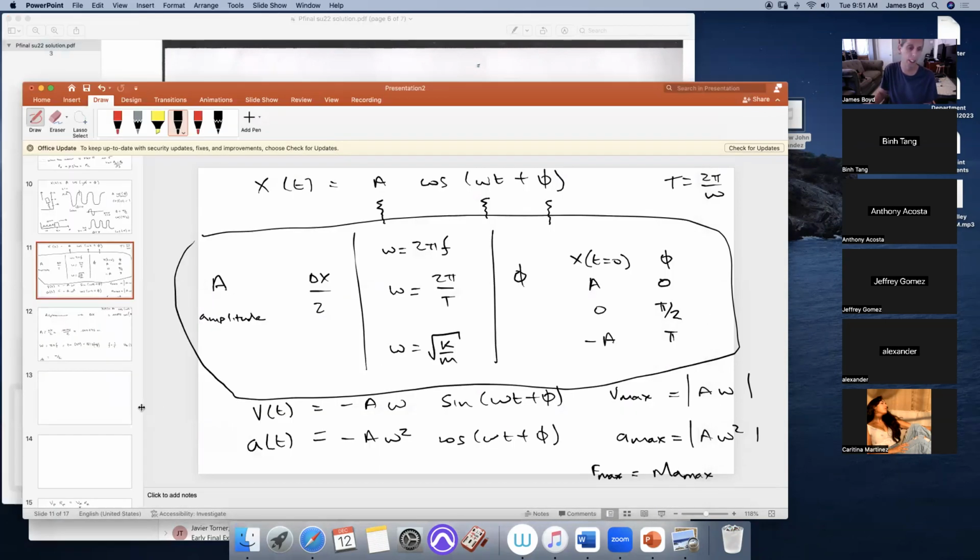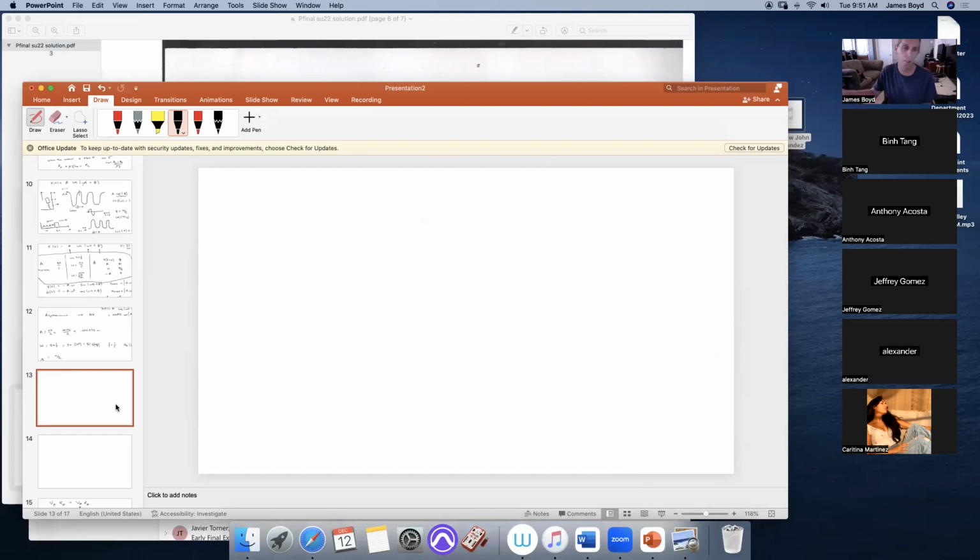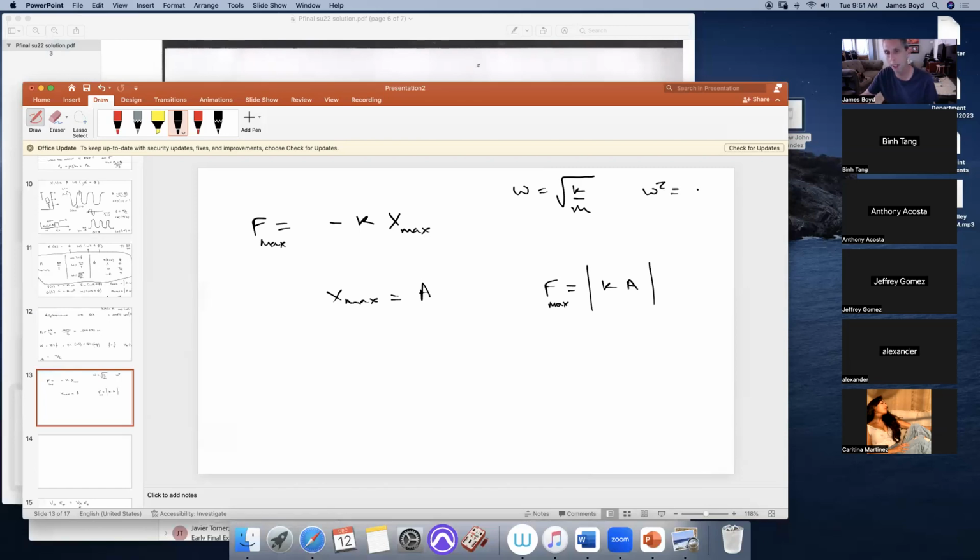Now, the maximum force is KA, or m omega squared A. And the reason why those two things are the same: the force on a block, or a restoring force, is negative K times x. But our maximum x is your amplitude. So your force, if you take the absolute value of your maximum force, should be K and A. Omega is the square root of K over M. If I square both sides, I get omega squared is K over M, and therefore K is M omega squared.